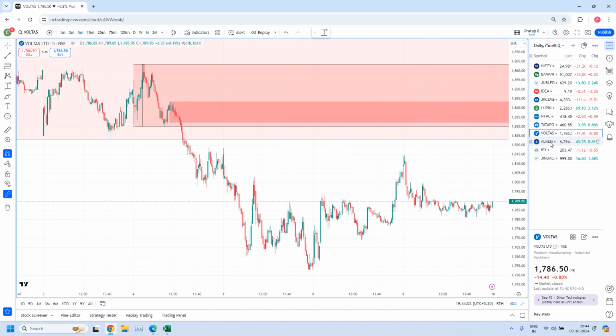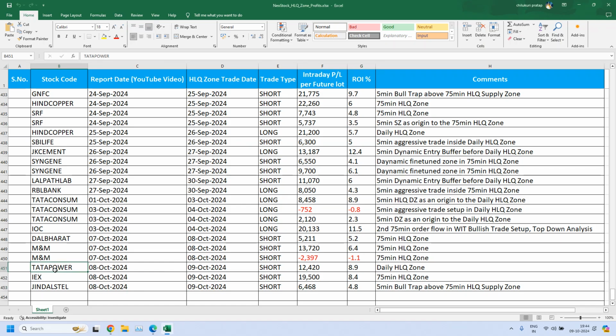And Alchem is violated. We already identified IEX and Zindal. Both we discussed and we got the trades. So these are the 3 trades we got today.